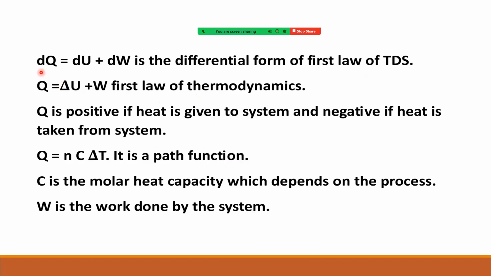First law: dQ equal to dU plus dW is known as the differential form, or Q equal to delta U plus W. Q is positive if heat is given to the system, negative if heat is taken from the system. Q equals nC delta T, it is a path function, where C is the molar heat capacity, which depends on the process, like isobaric Cp, isochoric Cv. So depending on the process. And W is known as work done by the system.